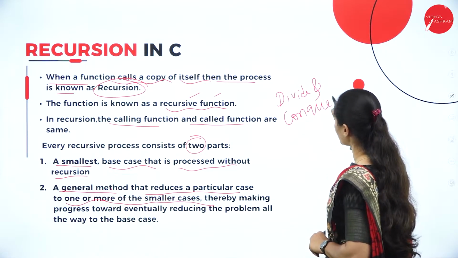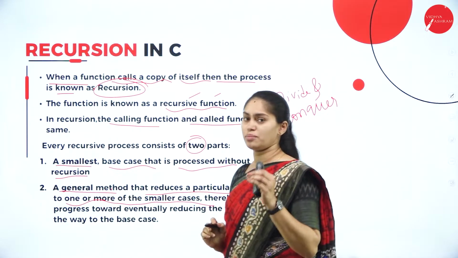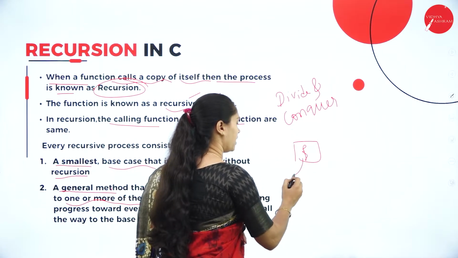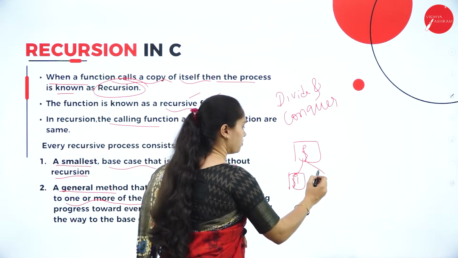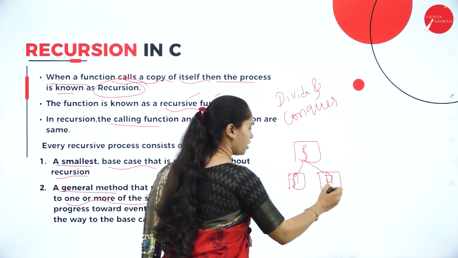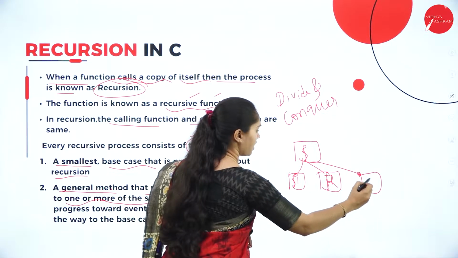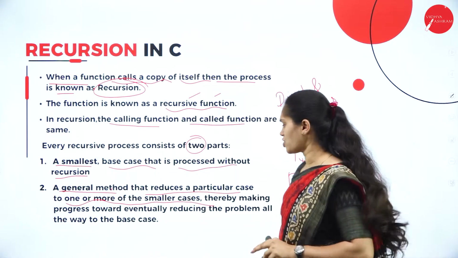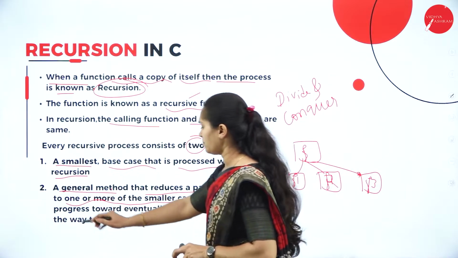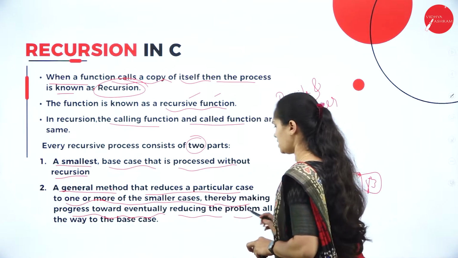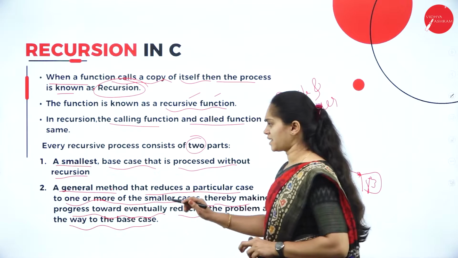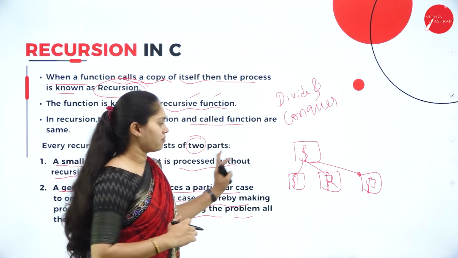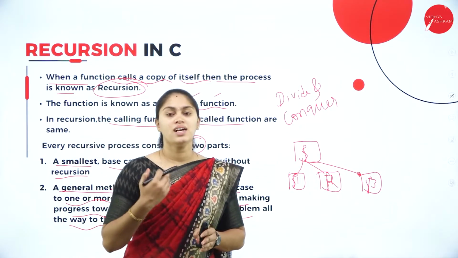divide and conquer method. It will not consider a problem as a single unit. Instead, the problem will be divided into a number of sub-problems or a number of sub-functions. Then only it will be considered as recursion, right? The function will be divided into a number of sub-functions. Same thing we have here, making progress towards eventually reducing the problem to the base case. So, in order to minimize the overhead of a base case, the function will be divided into a number of sub-functions.